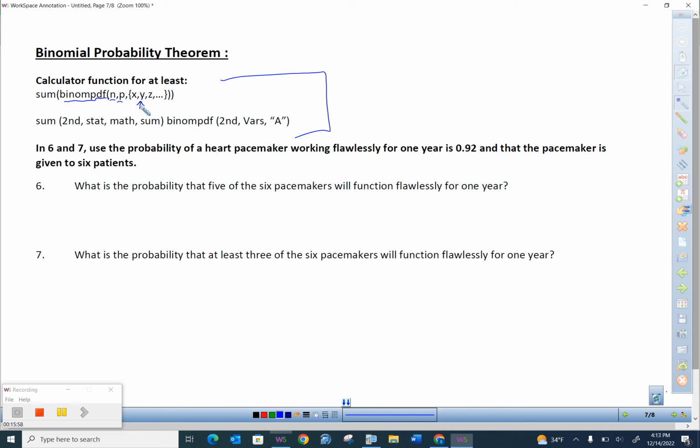So in the case of that last problem, n was 8 total questions. P is probability of success, which was our 1/4 or our 0.25. And then the values that we're choosing consist of more than one option. It was 6 or 7 or 8. And so we're going to type this in together.